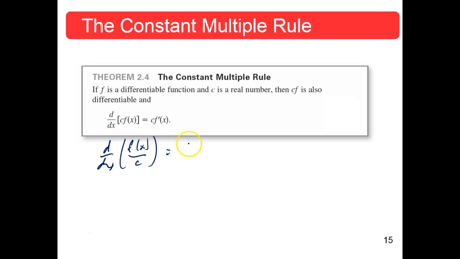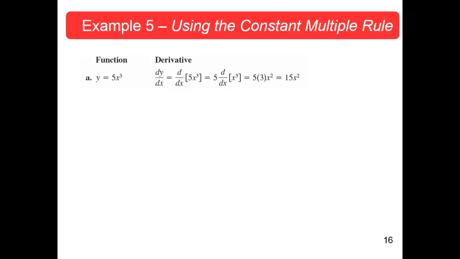F prime of x divided by c, or 1 over c times f prime of x. Yeah, exactly. Just pull out the constant. Here the constant is 1 over c. As long as c is not 0, that's just a constant, just like c was a constant. So it doesn't really matter, but they did make a point of saying that. Okay? So now we move to example 5.